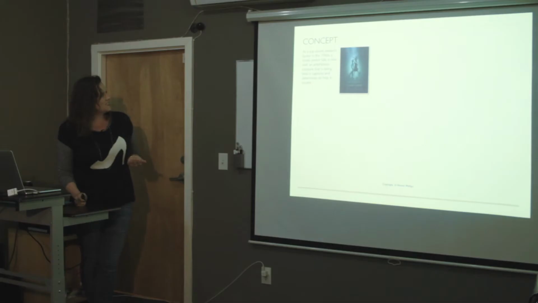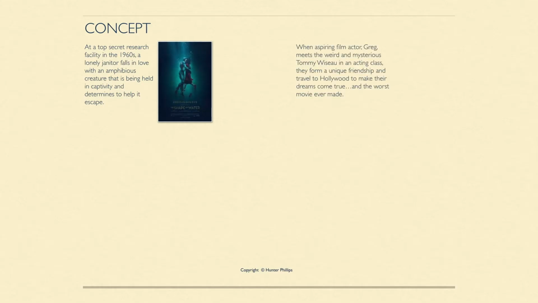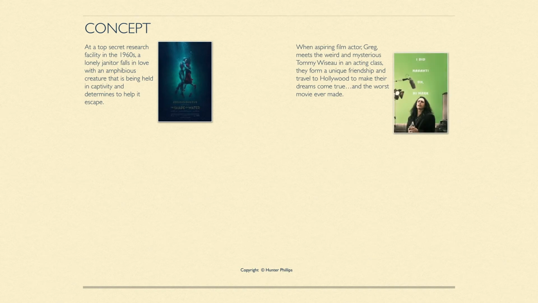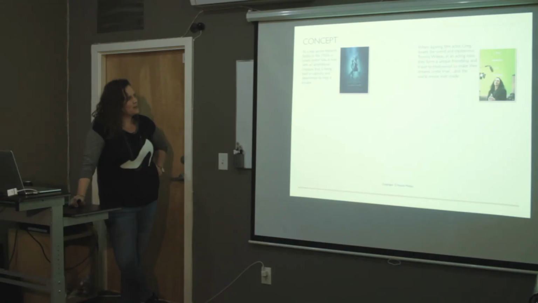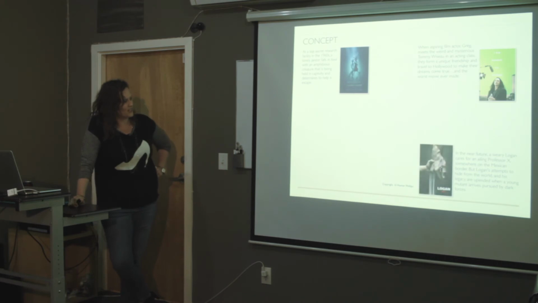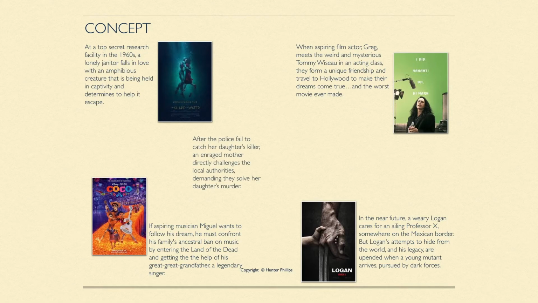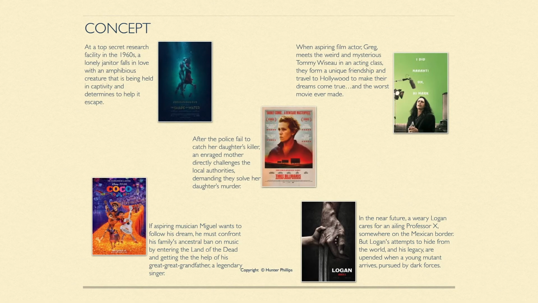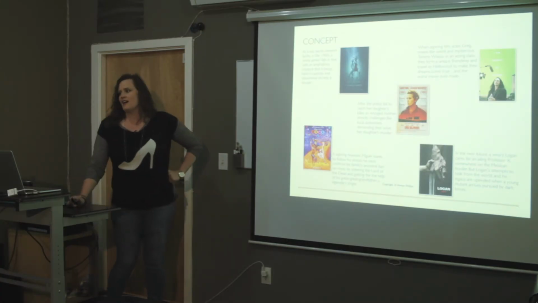So the first one is Shape of Water. At a top secret research facility in the 1960s, a lonely janitor falls in love with an amphibious creature that is being held in captivity and determines to help it escape. When aspiring film actor Greg meets the weird and mysterious Tommy Wiseau in an acting class, they form a unique friendship and travel to Hollywood to make their dreams come true, and the worst movie ever made. So you get the picture, kind of. After the police fail to catch her daughter's killer, an enraged mother directly challenges the local authorities, demanding they solve her daughter's murder. So what you start to see is definitely a pattern.